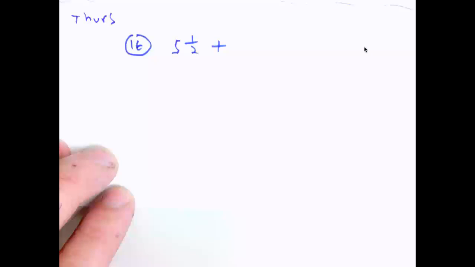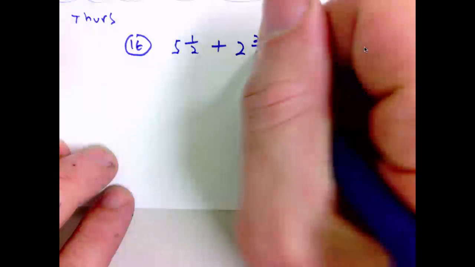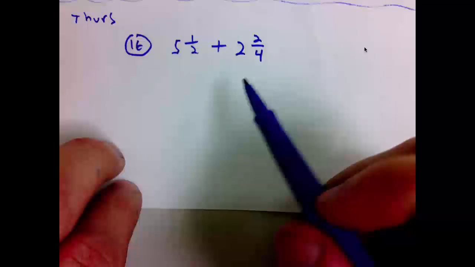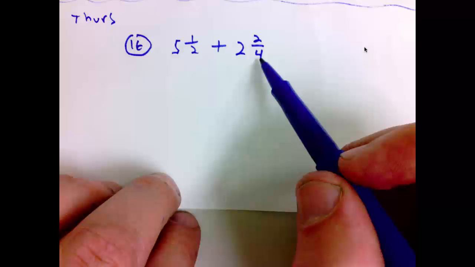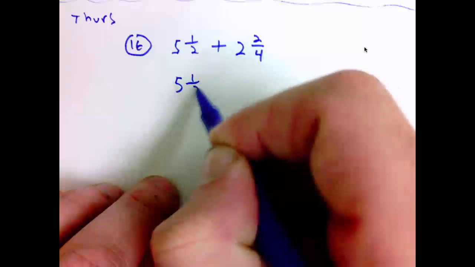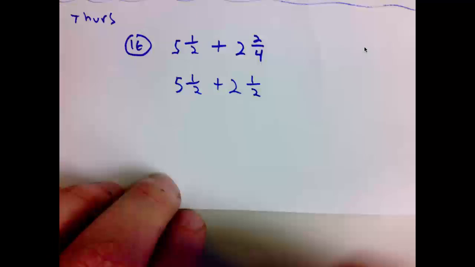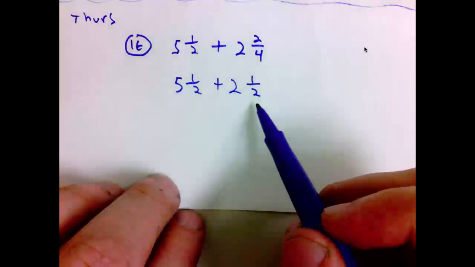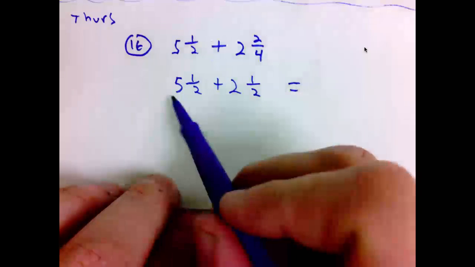plus 2 2/4. Okay. Sometimes it helps to reduce in the beginning. This 2/4 will reduce to 1/2. So this really becomes 5 1/2 plus 2 1/2. Well, now we have our common denominator. It's not even necessary to use an improper fraction in this case. We can simply add the whole numbers together.